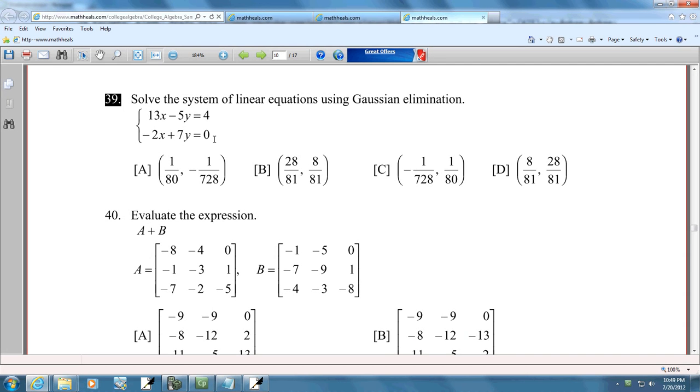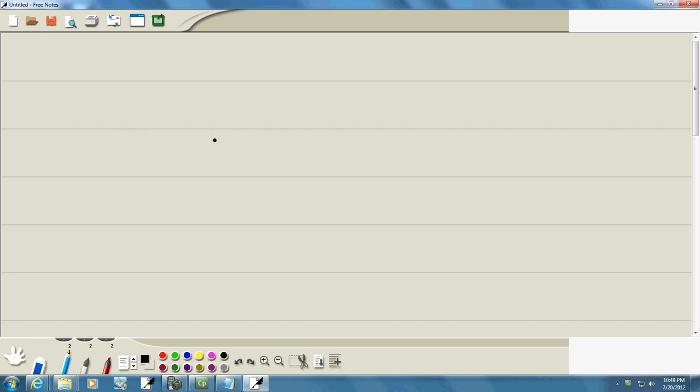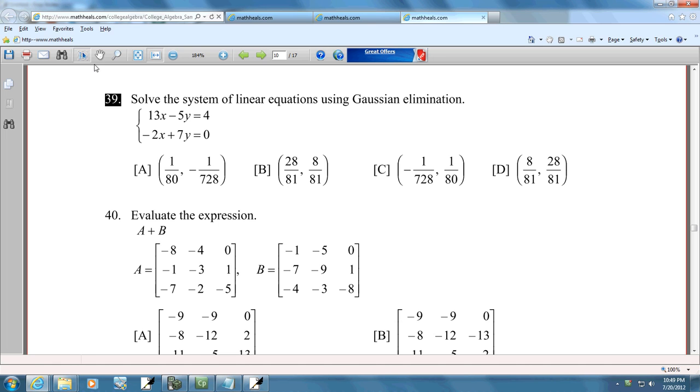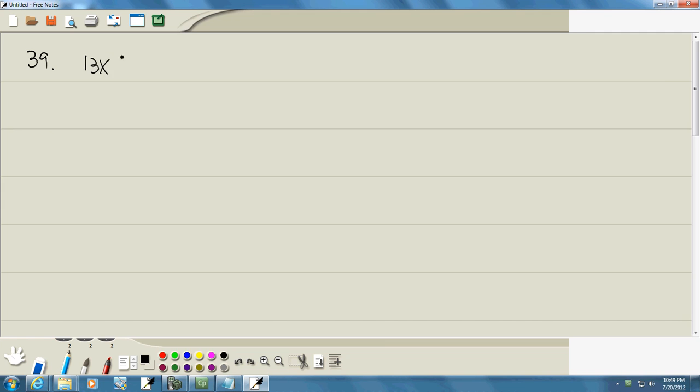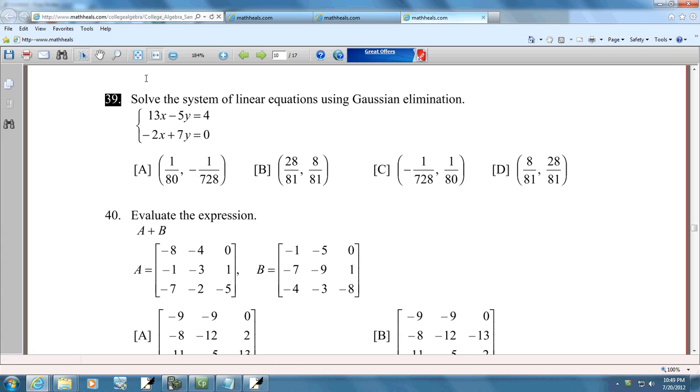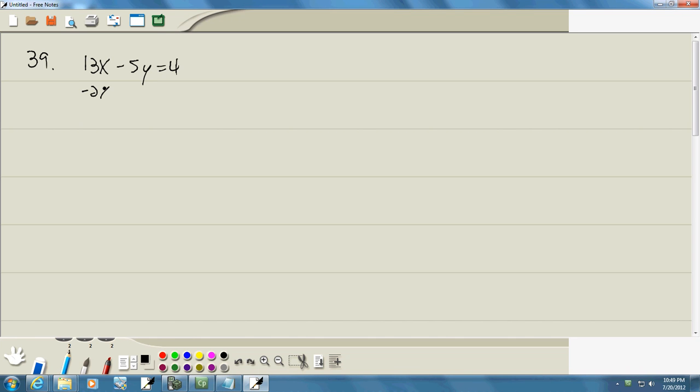Let's take a look at number 39 on our calculator first, and then we'll look at it using Gaussian elimination. So we got 13x minus 5y equals 4, and negative 2x plus 7y is equal to 0. Now it's a linear system of equations, so we're going to use RREF.